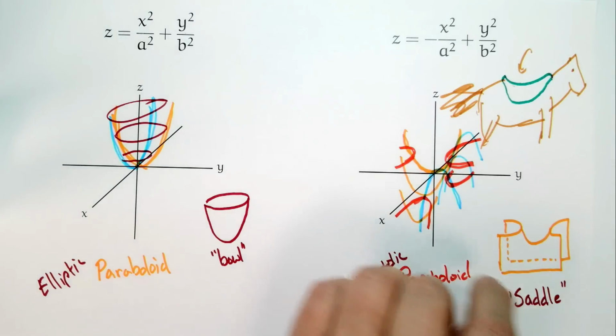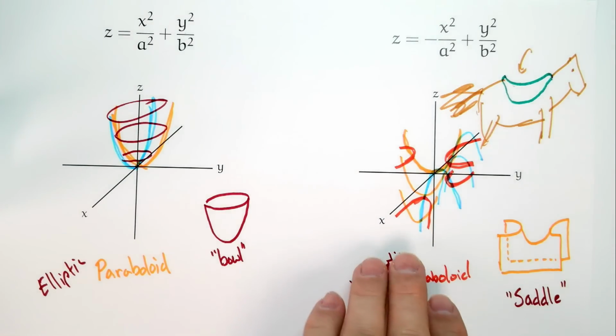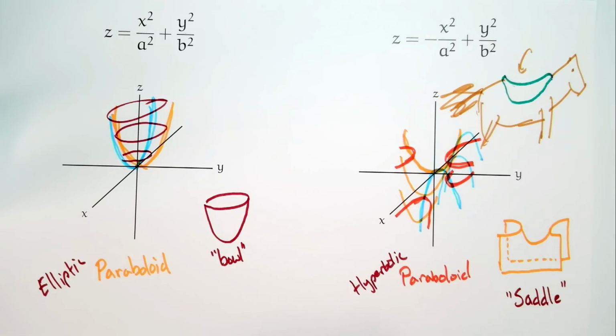So, saddle. Saddles are going to be actually very important. Both saddles and bowls are going to play a very nice role in what we talk about in the middle part of the course. So we're going to see both of them again.